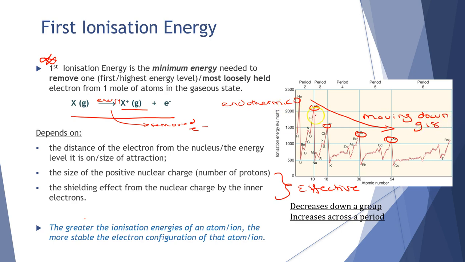Helium, neon, argon, krypton, xenon, these are all our noble gases. And we can see, as we move from group 1, 2 across, a steady increase in ionization energy as we move across a period.